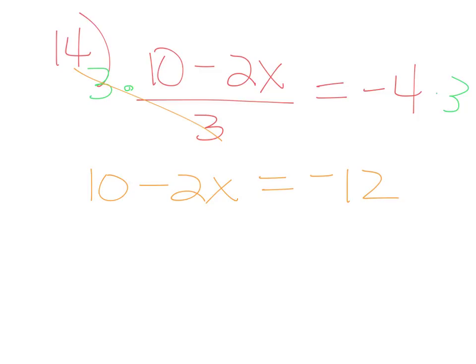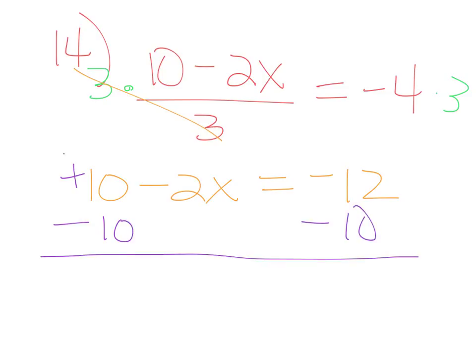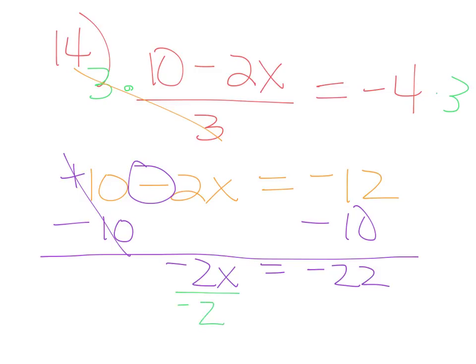Okay, so now this is a positive 10, so I'm going to subtract 10 from both sides. And we get not 2x, we get a negative 2x, so we bring down negative 2x. Negative 12 and negative 10 put together give you negative 22. I'm going to divide both sides by negative 2. And we get a final answer of x is negative 22 divided by negative 2, positive 11.